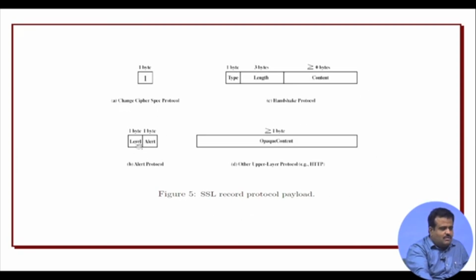And then we have the alert protocol. In the alert protocol we have the level, which uses one byte, which is either warning or fatal, and then we have the alert, which uses 1 byte. If it is fatal, then SSL terminates the connection. And then we have the HTTP protocol, which is the other higher level protocol, which basically uses more than 1 byte.